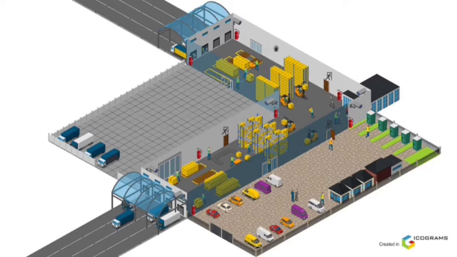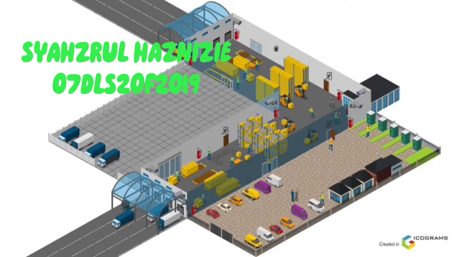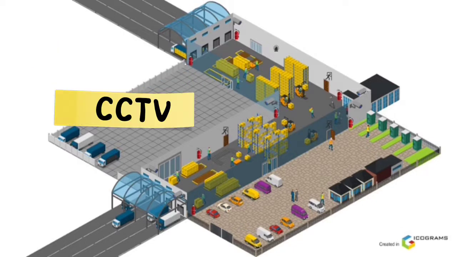Hi, my name is Shazrul Sinizi. My matrix number 07DLS20F2019. And the next topic would be safety and security. The first one would be CCTV.